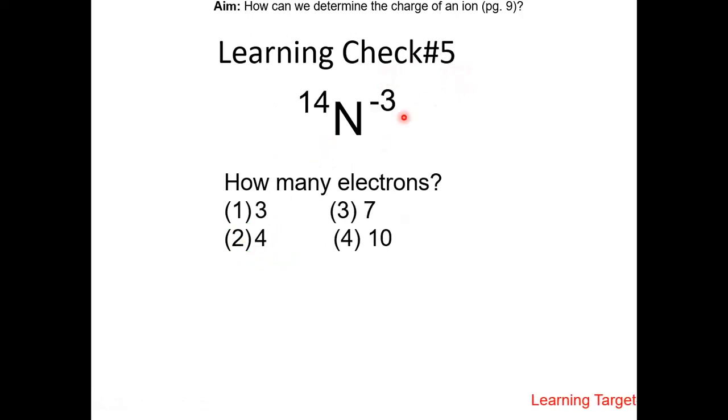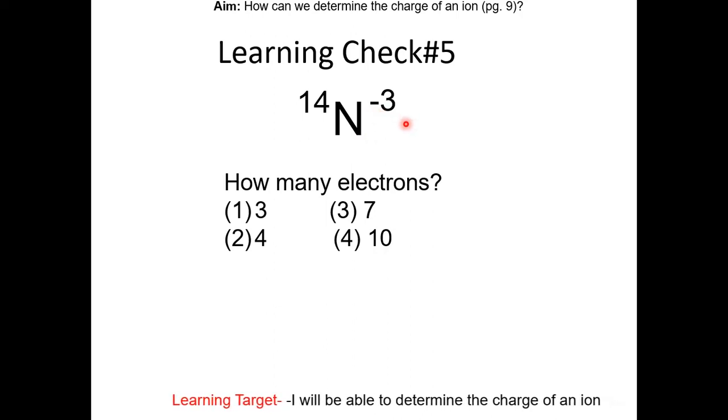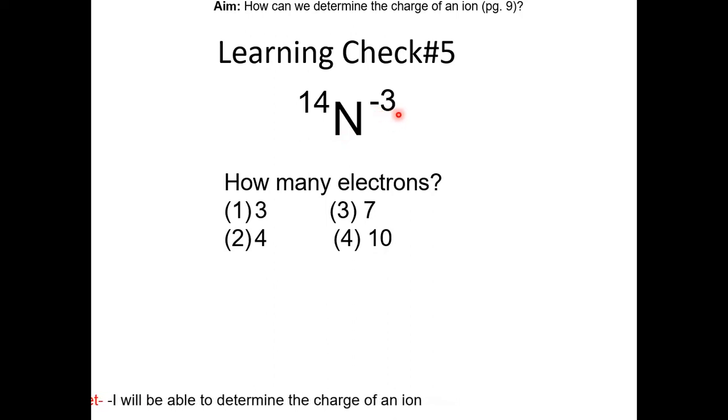Then trick number 5. Here we're given nitrogen. How many electrons does this nitrogen have? Try to do this yourself, pause the video, and resume once you have the answer. Okay, so nitrogen has a charge of minus 3. What is the atomic number of nitrogen? It is 7. And since the charge is negative, we have more electrons than protons. So if you work backwards using the charge equation, that should give us 10, choice 4.